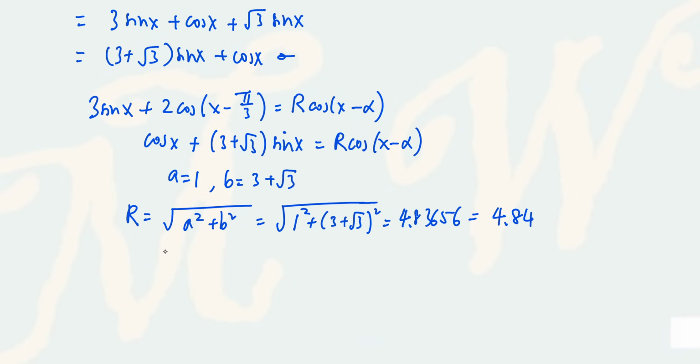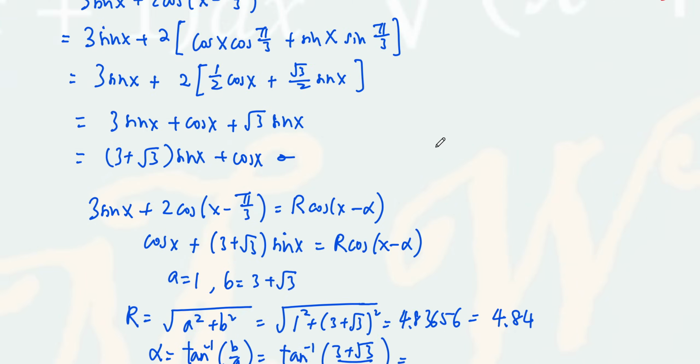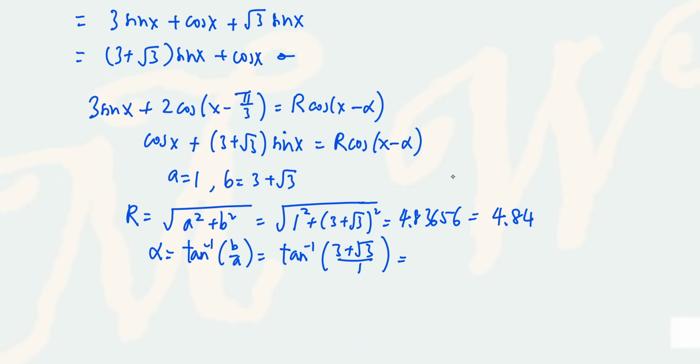At the same time, for my alpha value, use the same formula, arctangent b over a. Then this is going to be arctangent of (3 plus root 3) over 1. Let's check the question: give alpha to 2 decimal places, in terms of degrees. So now change your calculator mode to degrees. Even though it mentions 2 decimal places, I will write down more decimal places first, then I will round up.